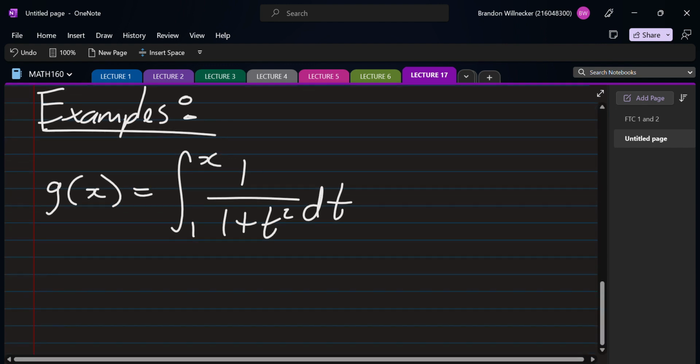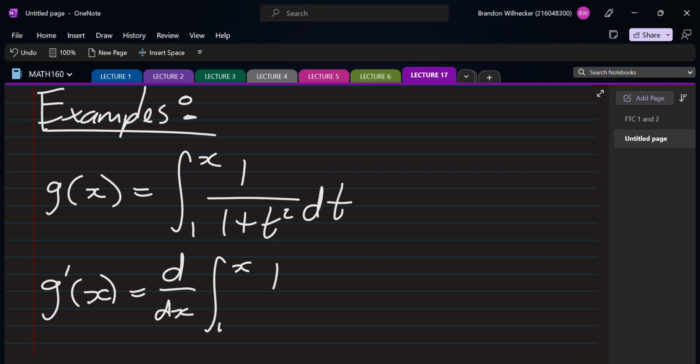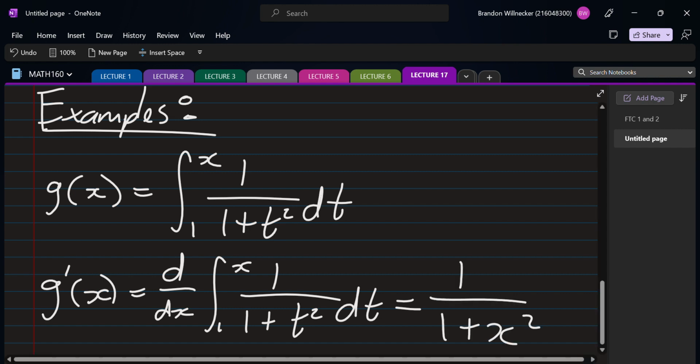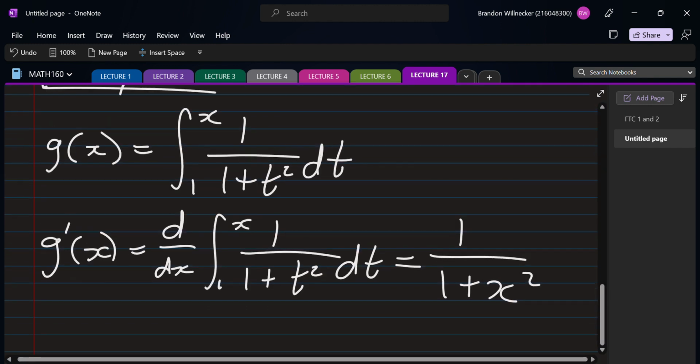However, here, if we just want to find the derivative, we don't need to go through all that work. What we could do is just use FTC2. So here we have g prime. That is the derivative of the integral. Okay, we're not going to evaluate the integral. FTC2 tells us that it's just going to be the integrand evaluated at this value x. So it will be 1 over 1 plus x squared. So no need to take the antiderivative. However, in this case, we could have done that. Okay, let's look at another example.